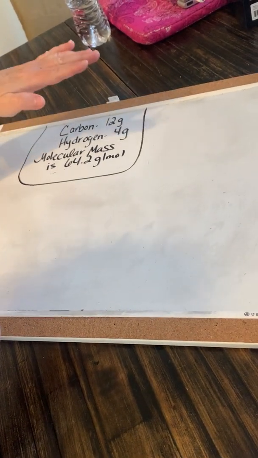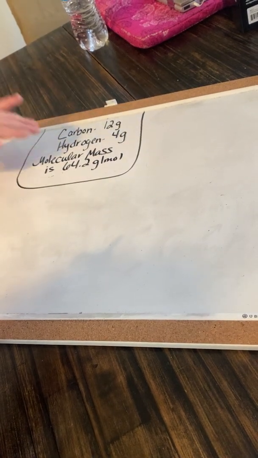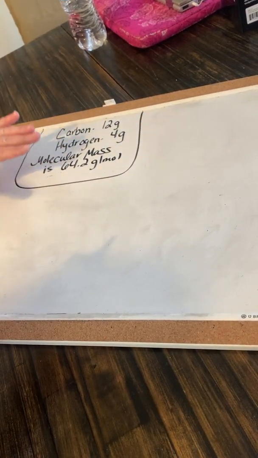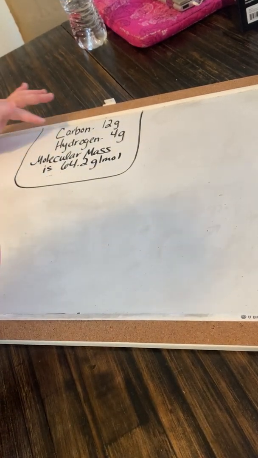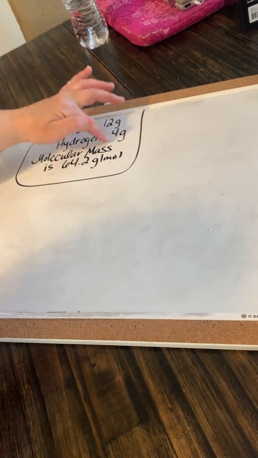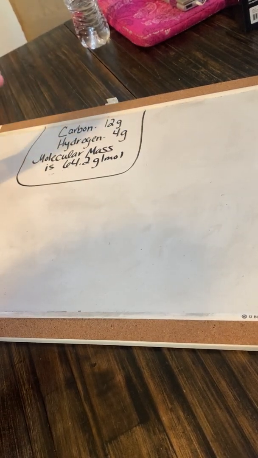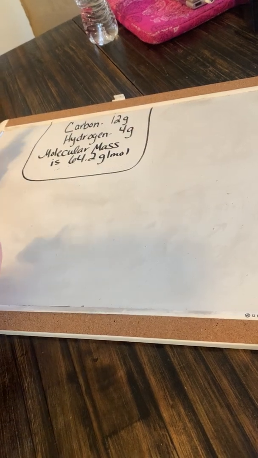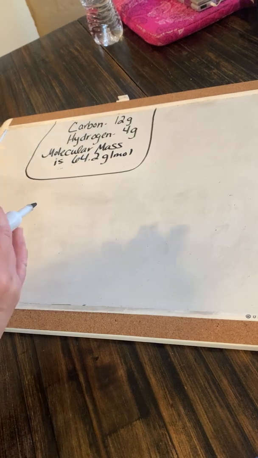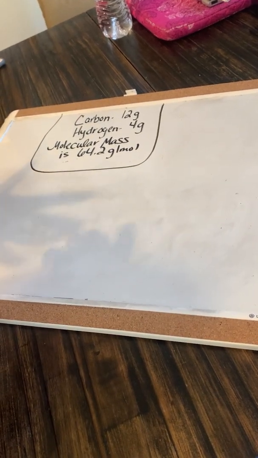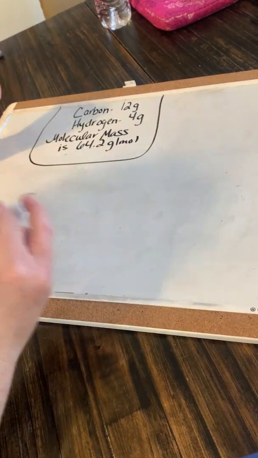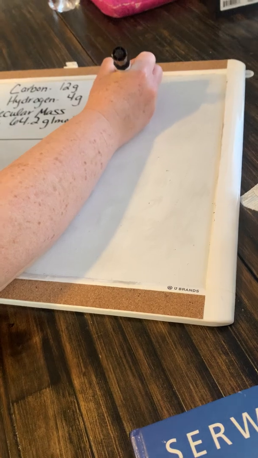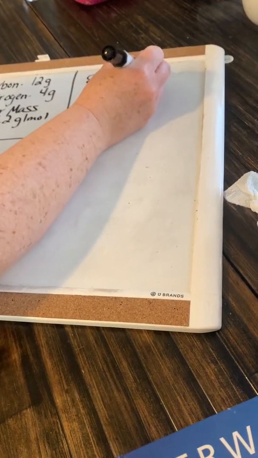You have to have a percentage or grams of carbon, a percentage or grams of hydrogen, and a molecular mass or a molecular formula. It has to be part of the problem. Since we're given grams of carbon and grams of hydrogen, we don't have to assume 100 grams. If we had percentages, like 12% carbon and 4% hydrogen, we would have to assume 100 grams, and we would go from there. We still would end up with 12 grams of carbon and 4 grams of hydrogen. So the first thing you need to do is find your empirical formula.